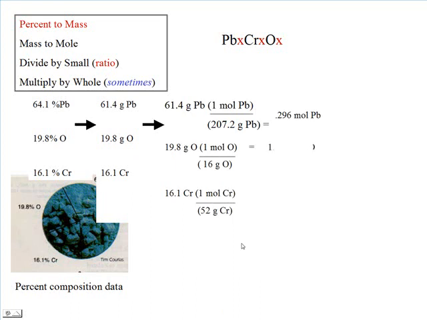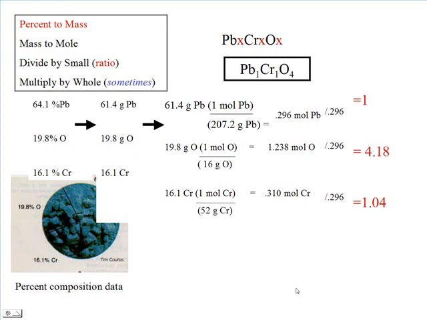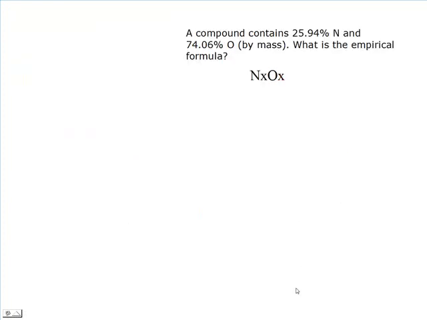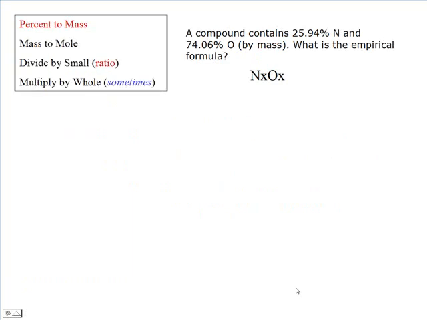When you get the moles of the elements from the grams, you need to carry at least 2 to 3 digits at this part. The next one says divide by small. Take the one that has the smallest number of moles and divide it into each. These answers are the ratios that will take the place of these x's up here. And so the final answer is written as PbCrO4.